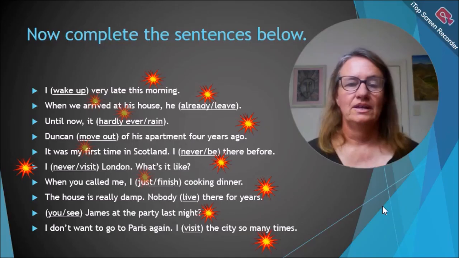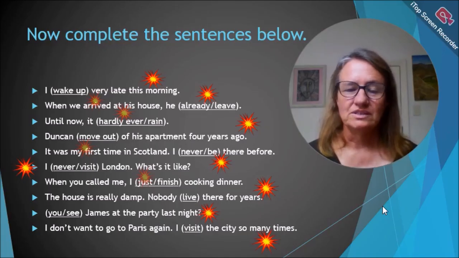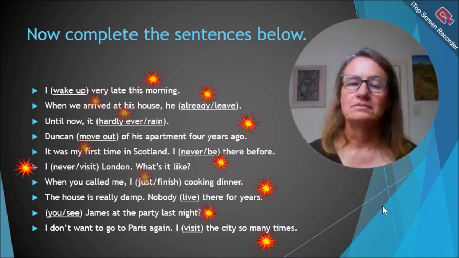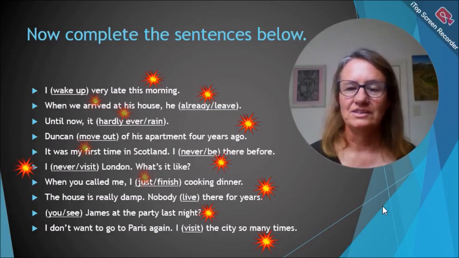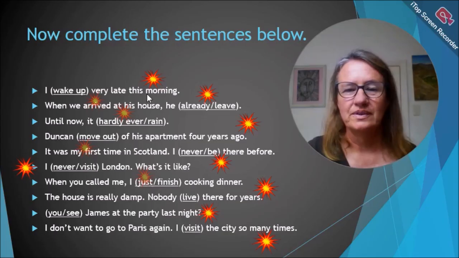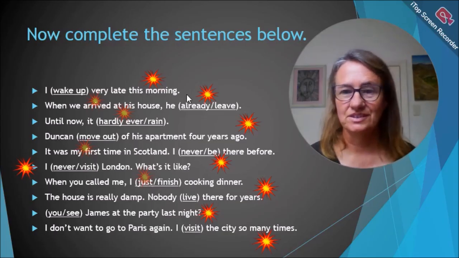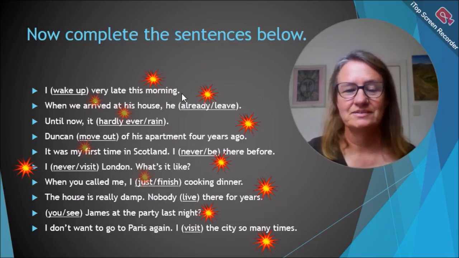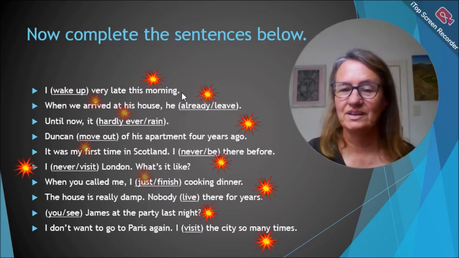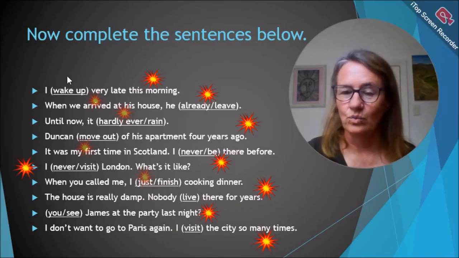Okay. If we look at the first sentence, I wake up very late this morning. Okay, our first clue, this morning. So remember I told you about the tricks, the signal words, the tricks. This morning. If it happened this morning, it's in the past. So we know immediately that I woke up very late this morning.